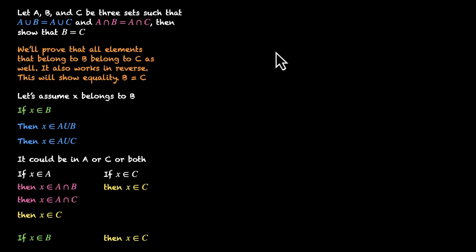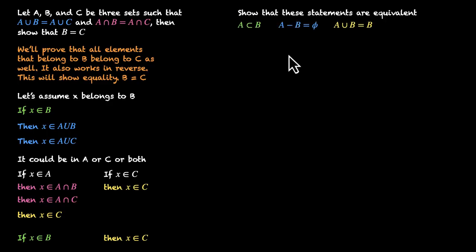Let's move on. Let's try some different types of proofs. Show that these statements are equivalent. We have these four statements and we have to show that all four of these mean the same thing. Pause the video, give this a try.